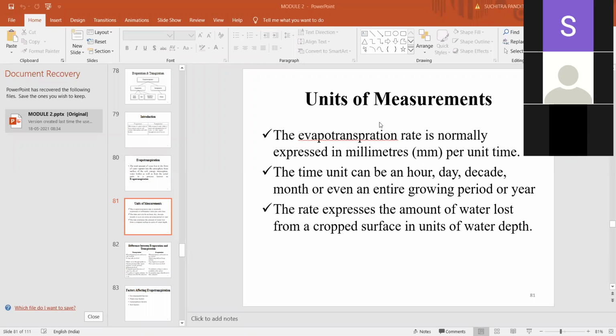So these are the units of measurement. The evapotranspiration rate is normally expressed in millimeter or centimeter per unit time. The time unit can be an hour, a day, a month, or a year. The rate of evapotranspiration expresses the amount of water lost from a crop surface in units of water depth. How much amount of water has been supplied to grow a particular crop.